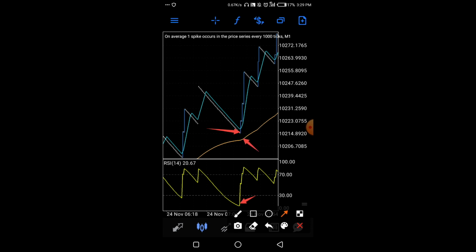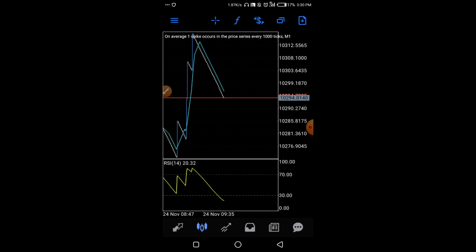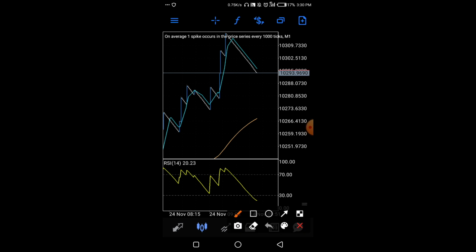So how many spikes did we get? 3 spikes we got. If you want to hold also, there will be another 2 spikes. That will be totally 5 spikes. Again, after taking this profit, you can also wait for the market to come back to the moving average, right? So right now the market is coming back to the moving average. It's way too far from the moving average. Let's see. Here we have the moving average, right?